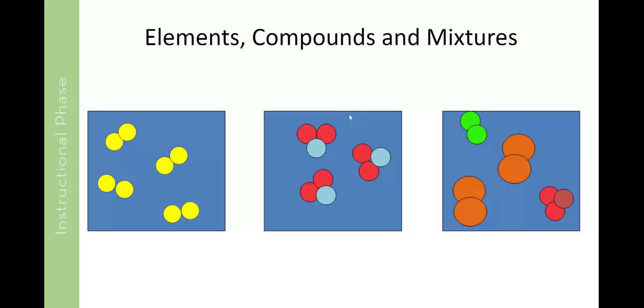So here we've got particles that are all the same type. If they're all the same type, this one must represent the element. This one is a compound because we've got elements that are chemically joined. And this one on the end must be a mixture because we've got elements and compounds, but they are not chemically bonded.